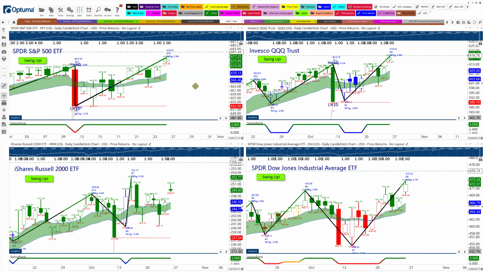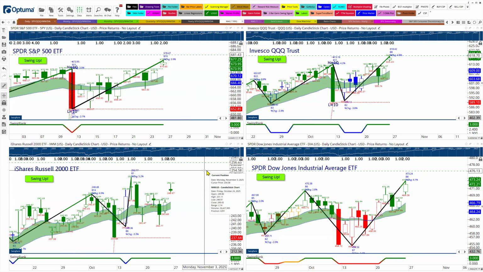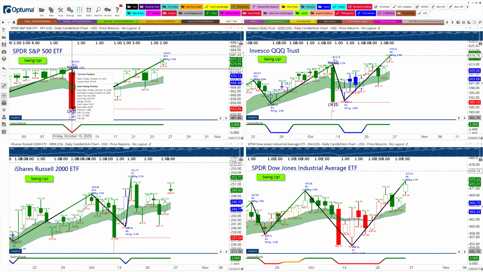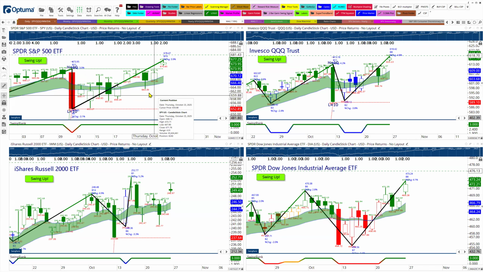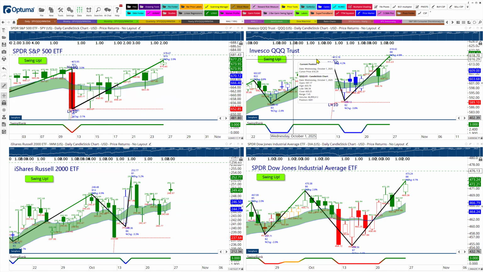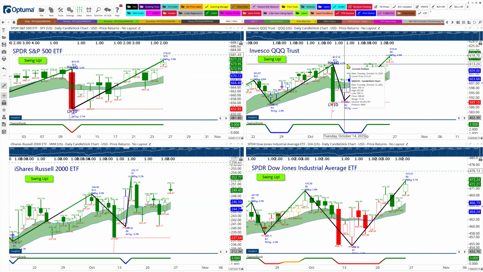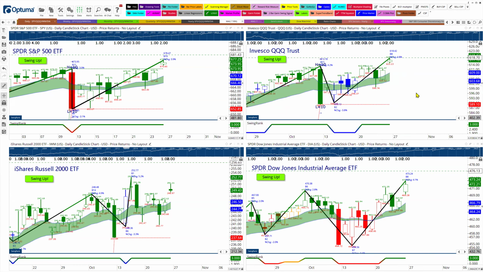Overall picture, daily chart as of yesterday, all directions are up. There's a new pivot formed yesterday. I haven't seen the green high pivot formed on the Qs yet, so it might come. You just have to wait. Yeah, right there.